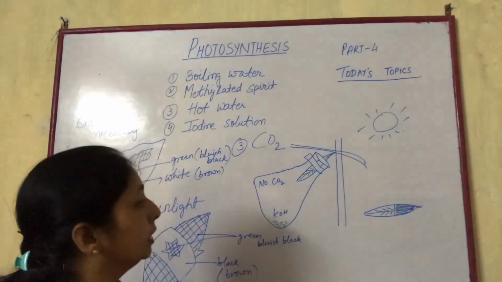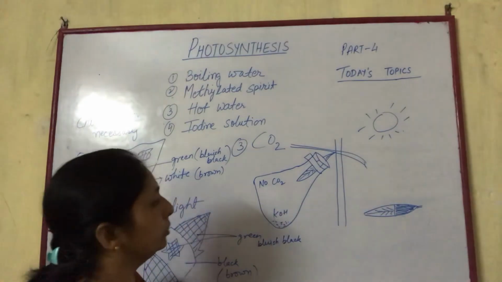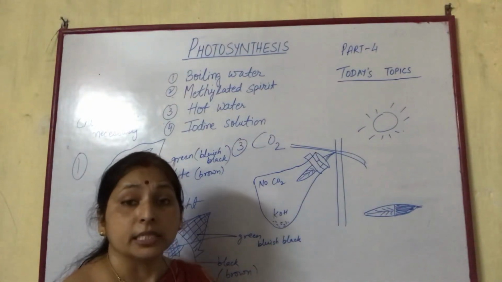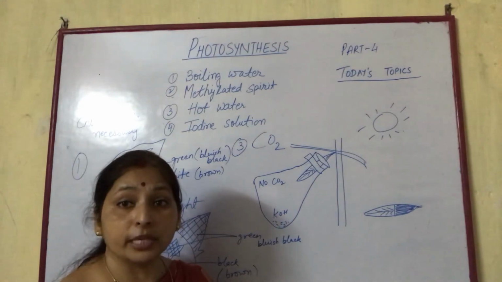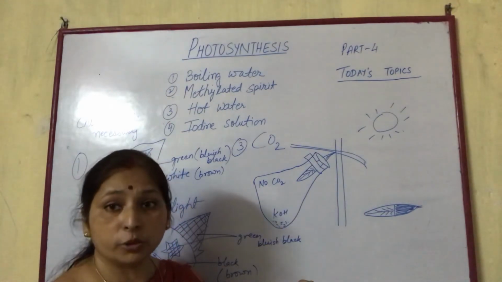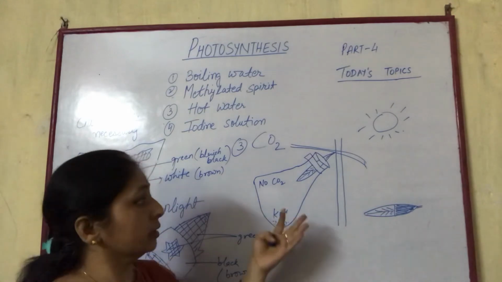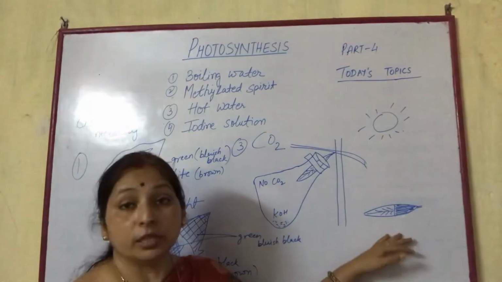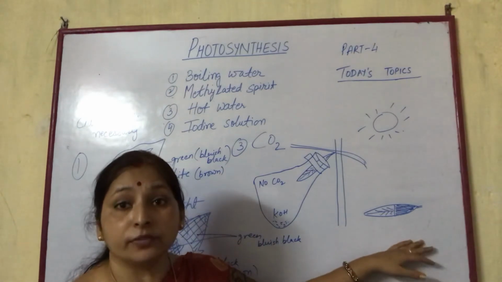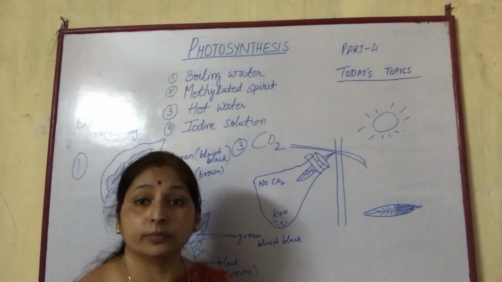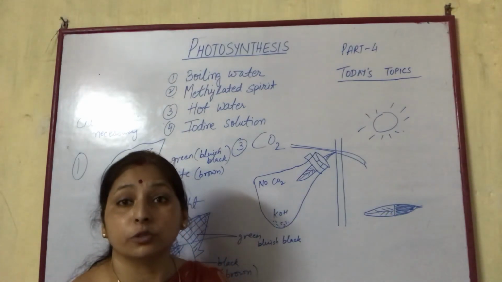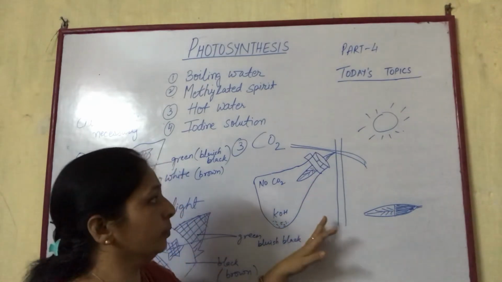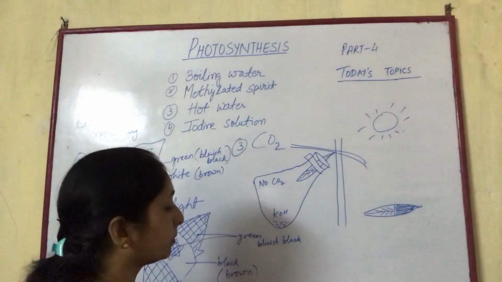Now the questions related to this: first, the aim of the experiment. Second, what is the role of KOH? The role of KOH is to absorb CO2. Third question, what are the observations in the leaf, which part shows the presence of starch and which part shows the absence of starch. So these 3 questions are related to this experiment.